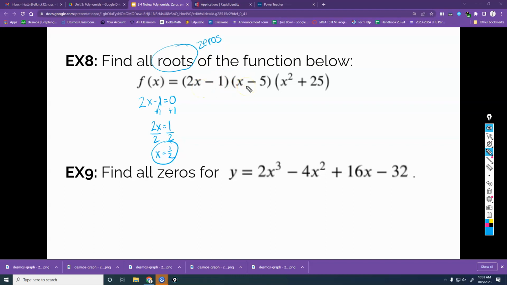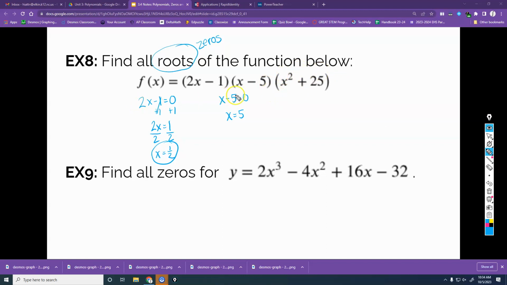This one in the middle is the easiest one, because what makes x minus 5 equal to 0? The positive 5. All right. You can set up the equation if you need to for that one, but you probably don't need to. Now, the last one is more difficult. Because if I plug in, like, negative 25, is that going to work? No, negative 25 squared is like 625 or something. It's not negative 25, right?